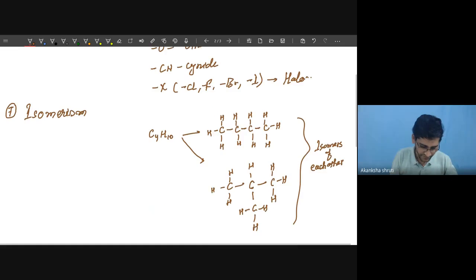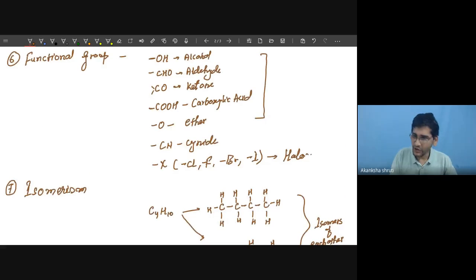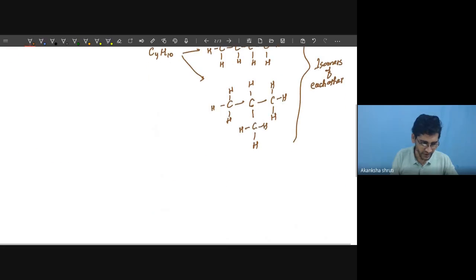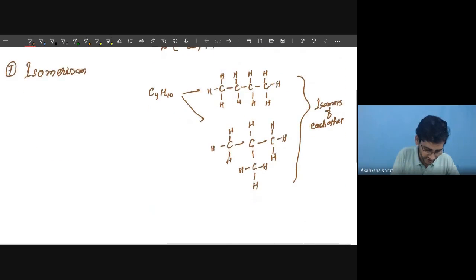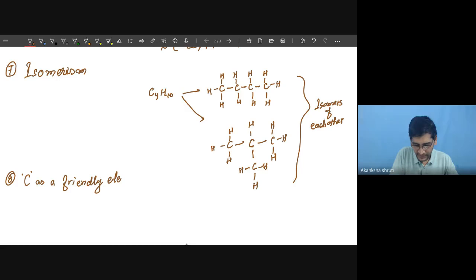So you may write: and for a particular functional group, different compounds can be written. Say for the alcohol, it can be methanol, ethanol, propanol. That is called your homologous series. So write down the eighth: carbon as a very friendly element, meaning it is able to form different kinds of compounds, friendly element.